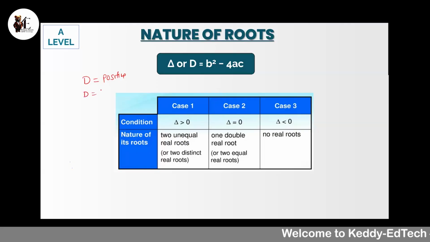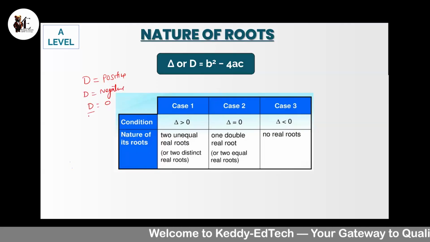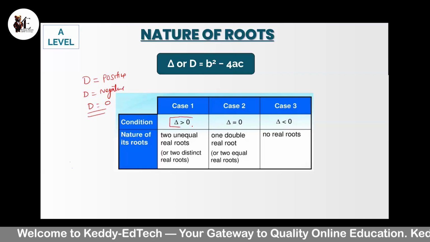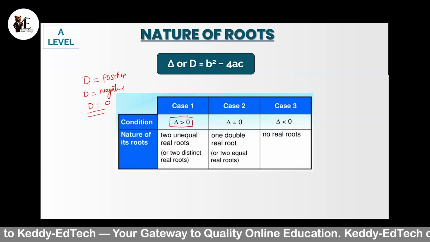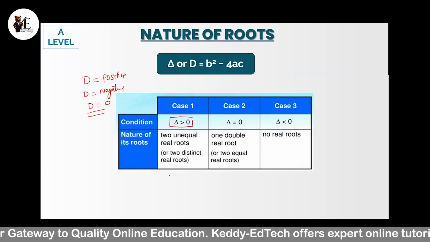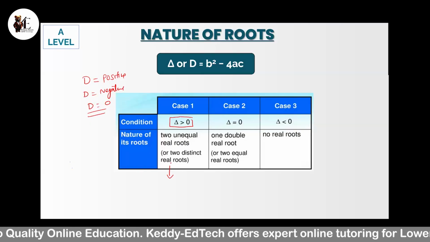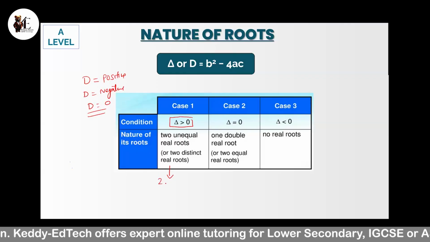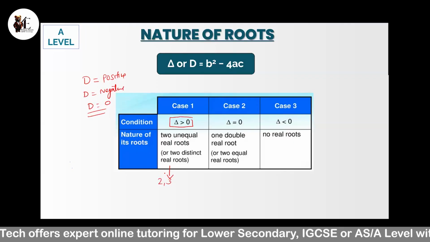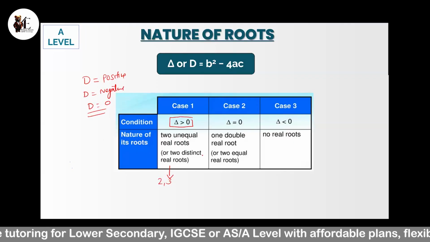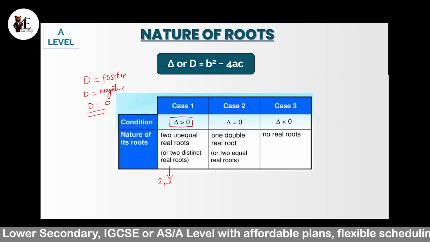The second is it can be negative. And the third one is the discriminant can be 0. So we have three conditions. Here it is greater than 0, which means it is positive. Whenever we get the value of the discriminant as positive, or greater than 0, the roots will be two unequal real roots, like 2 and 3. Both are unequal and both belong to the real numbers. You can say two distinct real roots or two different real roots.